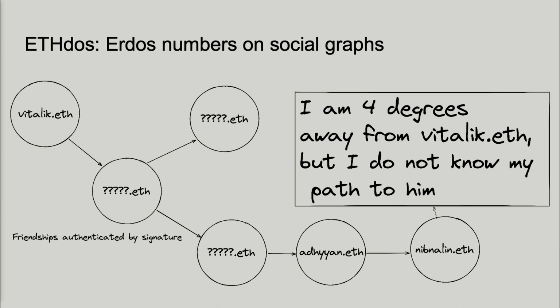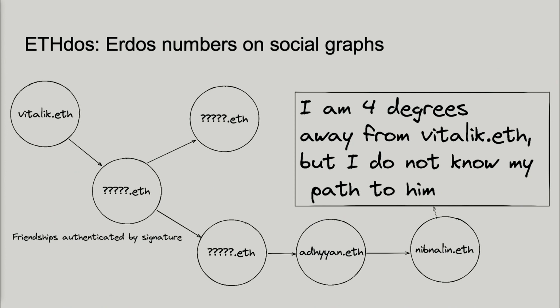Vitalik sends, let's say, a signature proof to alice.eth, who sends it to Bob, Bob sends it to Adhyan, Adhyan sends it to Nolan. So what does this sending relationship mean? I can get a signature from Adhyan saying that I am his friend, and then I will prove that I know Adhyan is 3 degrees away from Vitalik, and I am a friend of Adhyan, and therefore I am 4 degrees from Vitalik. And Adhyan himself has the same proof cascading down.